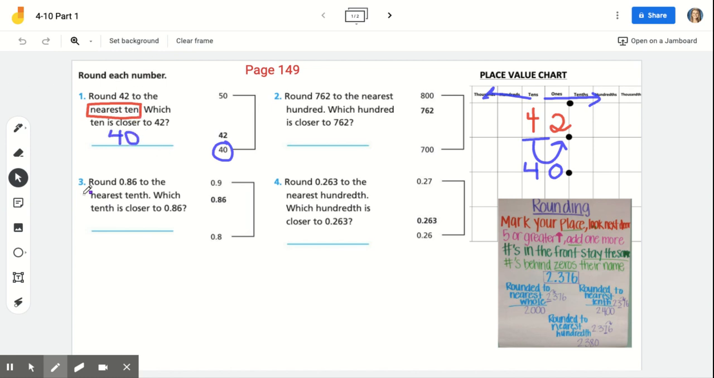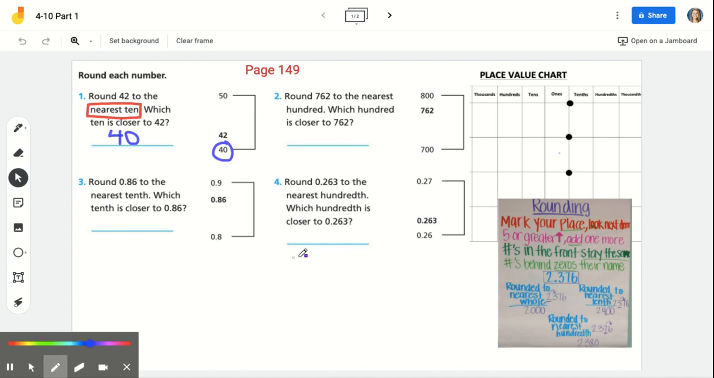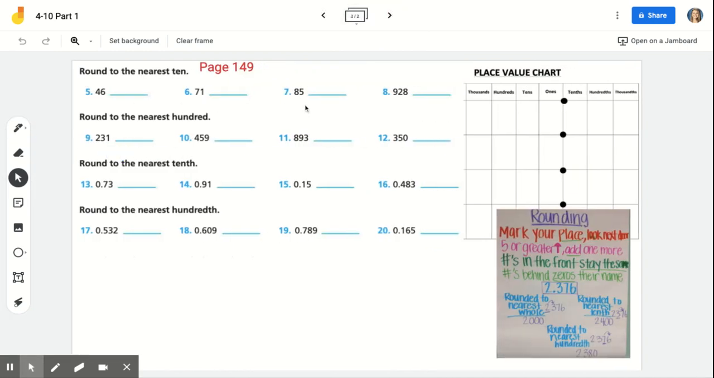Do you have 40 marked into your book? Go ahead and erase your place value chart. These do take practice. So let's do a little bit more practice with rounding to the nearest 10s. Let's see, for numbers 5 through 8, let's do maybe one more. Take a look at number 5. So rounding to the nearest 10, again, box nearest 10. Number 5 is 46. Again, mark 46 into your place value chart.